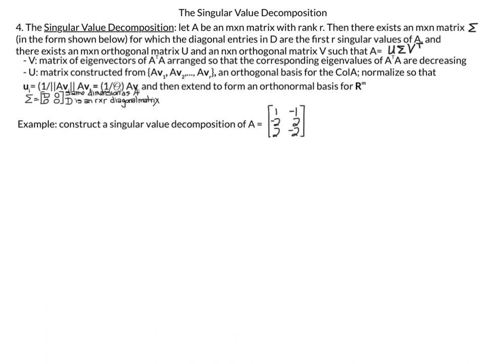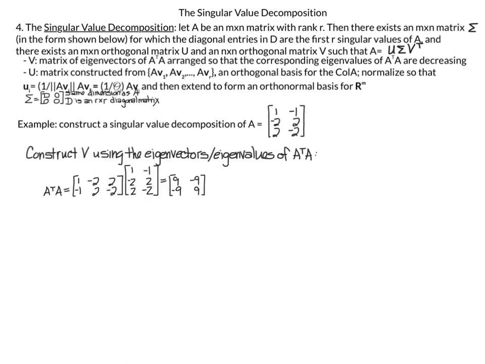This is an example where we're going to have to extend our U to form an orthonormal basis. So the example is to construct a singular value decomposition of A, where A is the 3 by 2 matrix with column vectors (1, -2, 2) and (-1, 2, -2). So much calculation. So we construct V by using the eigenvectors and eigenvalues of A transpose A.